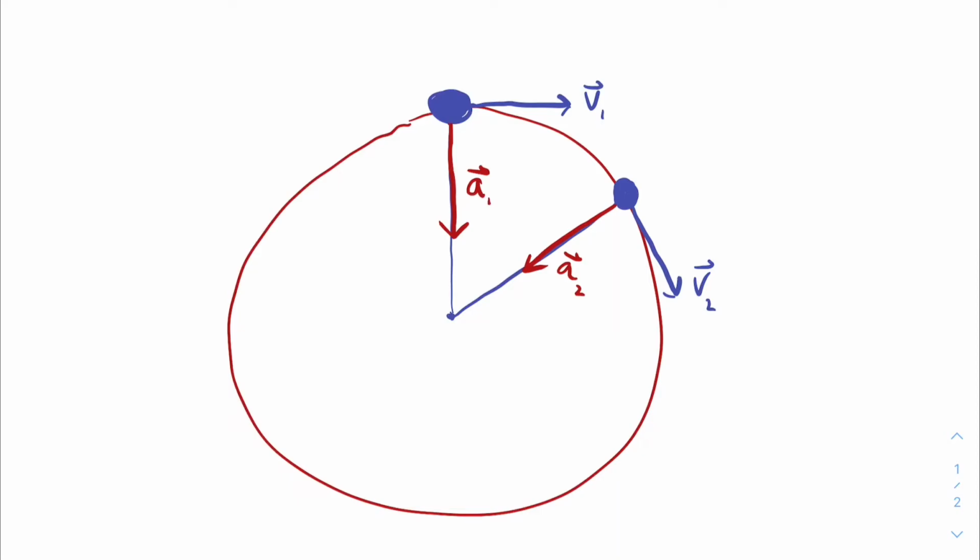In the previous video, I explained how to find the centripetal acceleration of an object moving in a circular path. This is done using the following formula, where the centripetal acceleration is equal to the magnitude of the velocity squared divided by the radius of the circle.